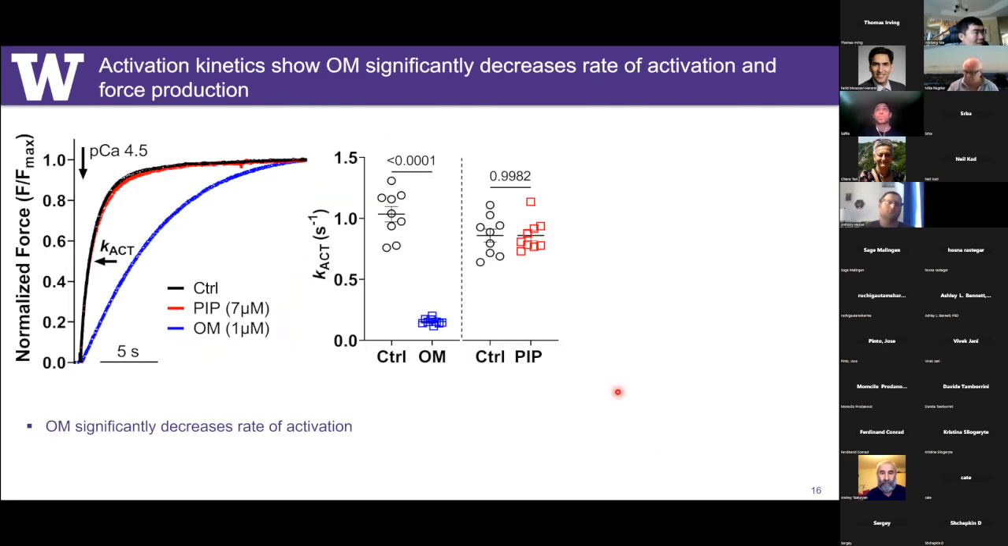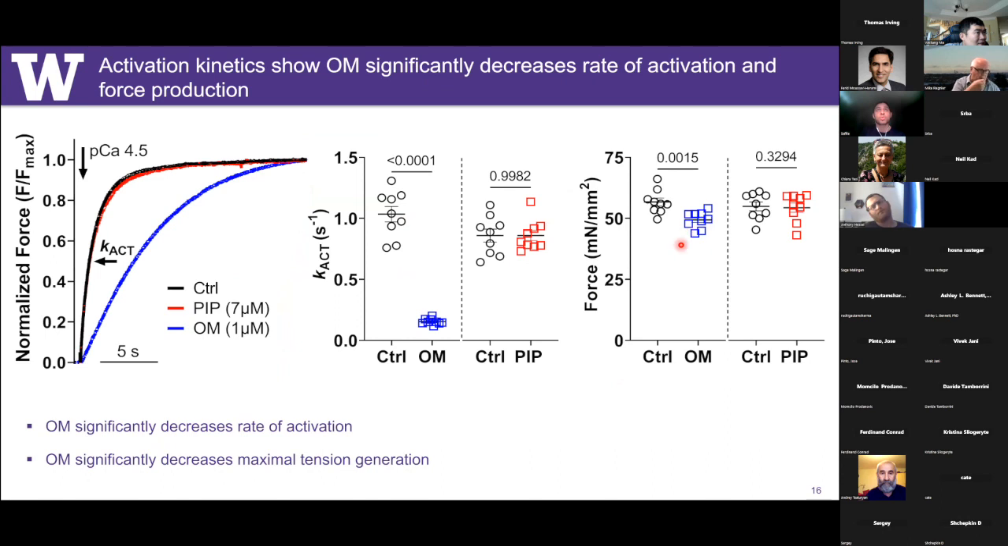And so first, we observe the activation side of the measurement, and we can clearly see that OM significantly decreases the rate of myofibril activation compared to paired controls. Also, similar to what we saw in our tissue mechanics, OM significantly decreased the amount of tension generated compared to its paired control. These characteristics, however, were not shared with heparin, which had no effect on the activation kinetics as well as the force production in these cardiac myofibrils.